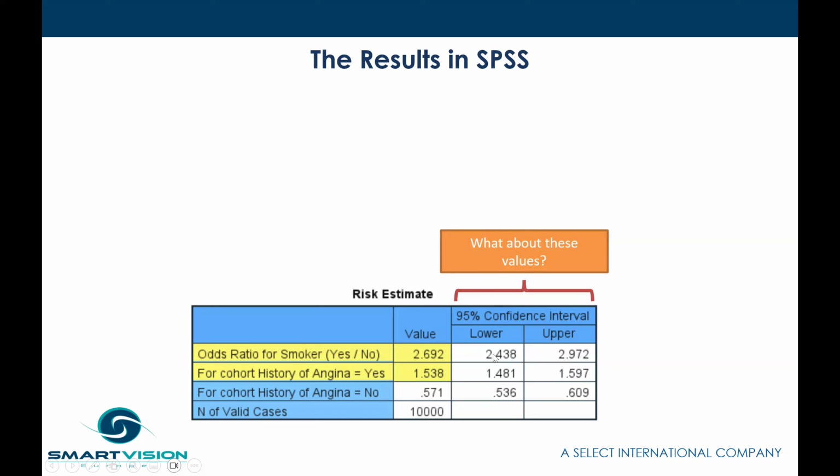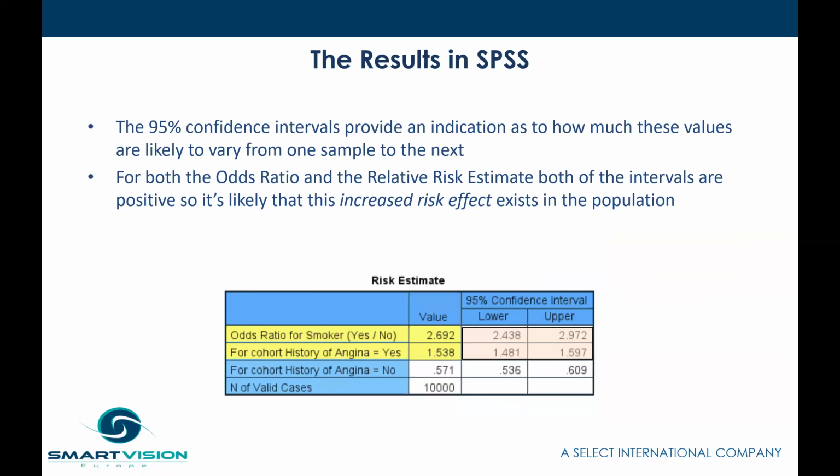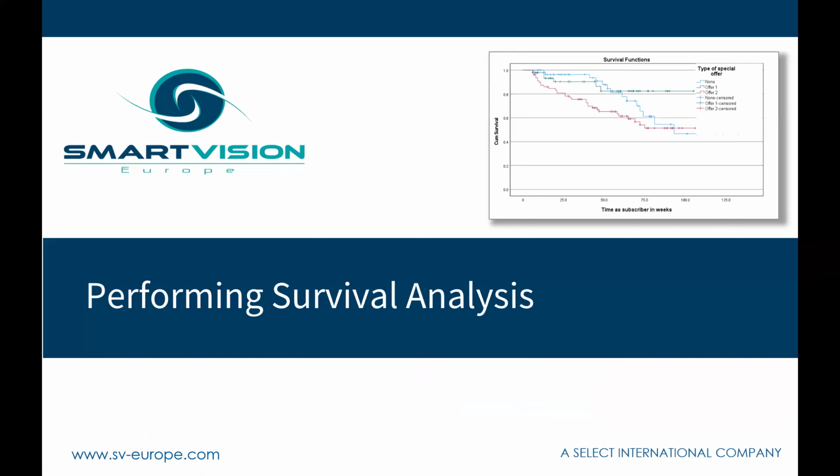If one was 0.5 and the other was 2.1, well, one's lower than one, so it's a lower risk, and one's a higher risk. So it would indicate it was non-significant. But if they're both above 1 or both below 1, it indicates that they're statistically significant. So for the odds ratio and relative risk ratio, both of the intervals are higher than 1, so this indicates an increased risk of effects in the population.